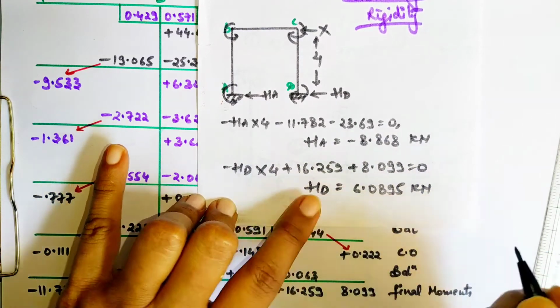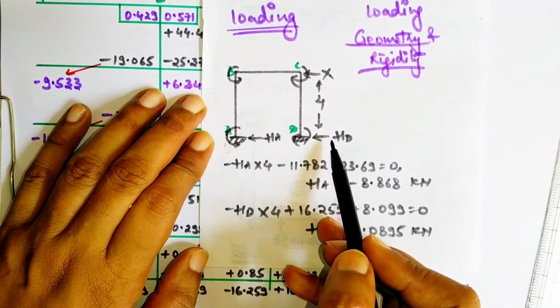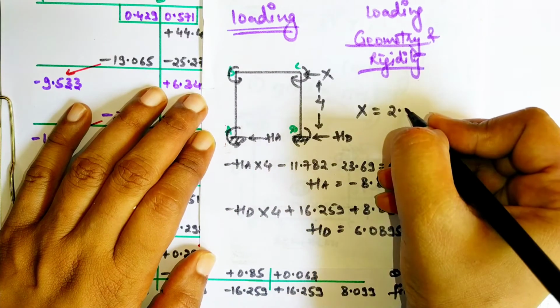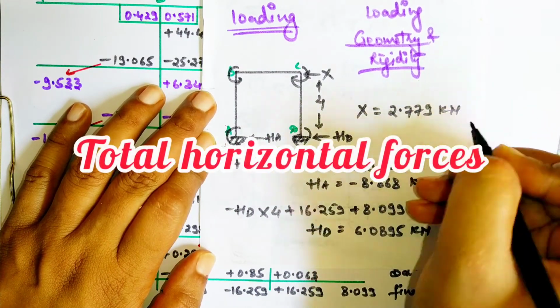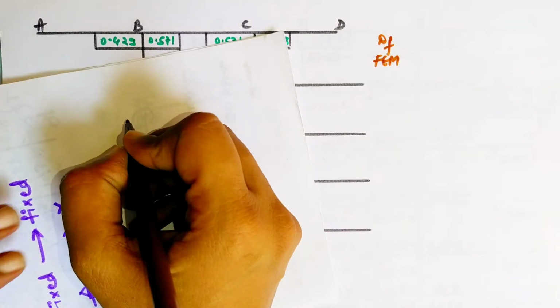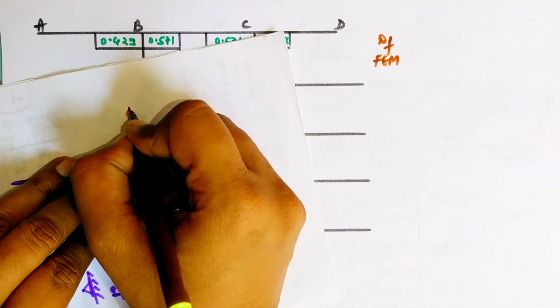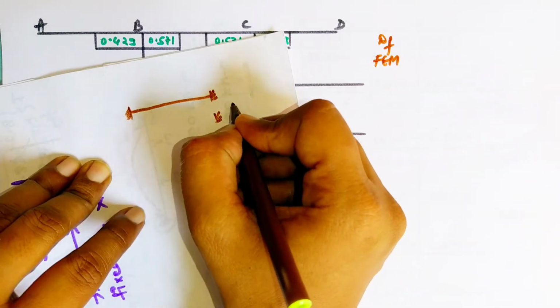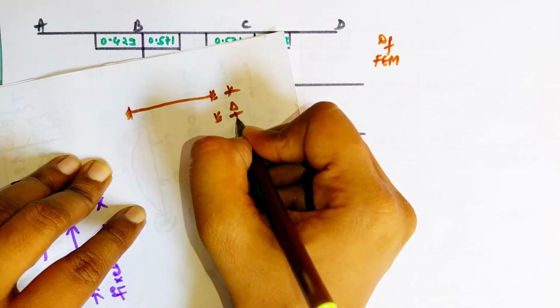Now we are going to calculate the value of X. So X is simply the sum of these 2 which are coming onto the structure. That is the combined effect of the reaction onto the structure which is giving a sway force.